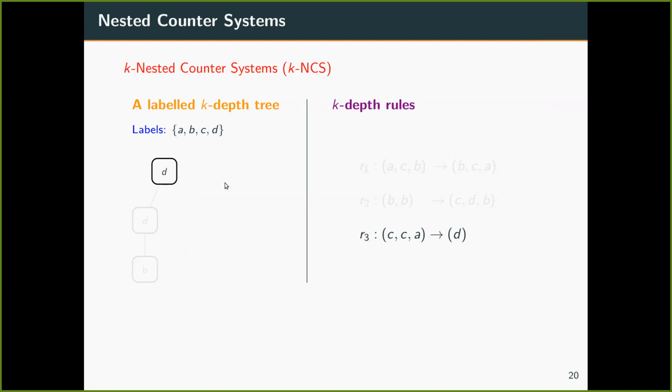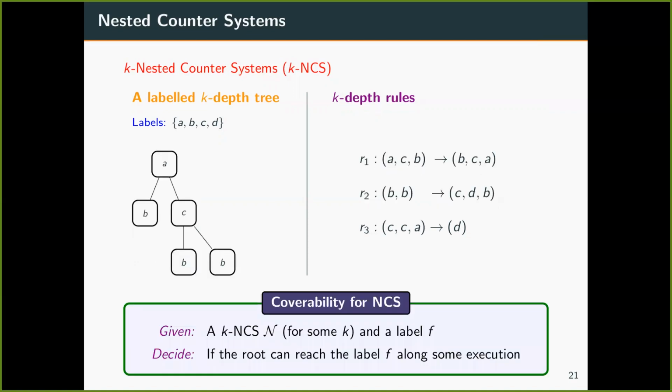Okay, so this is what we obtained by means of this k-nested counter system. And the problem that we are interested in for nested counter systems is the coverability problem. So here we are given a k-NCS for some k, and then we are given a label f. And we are asked to decide the following.